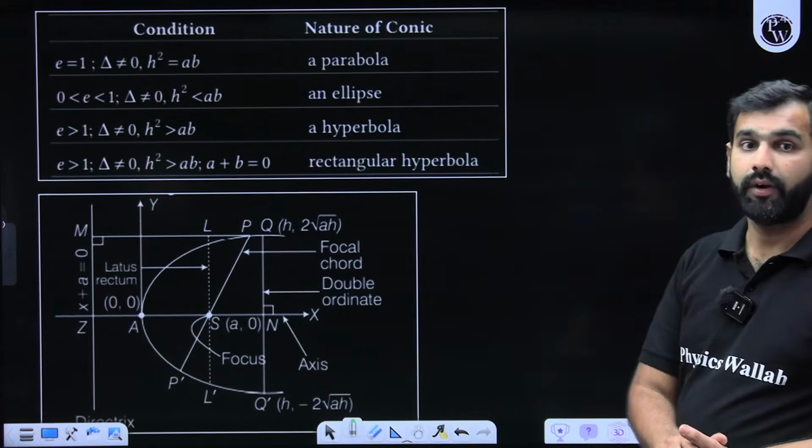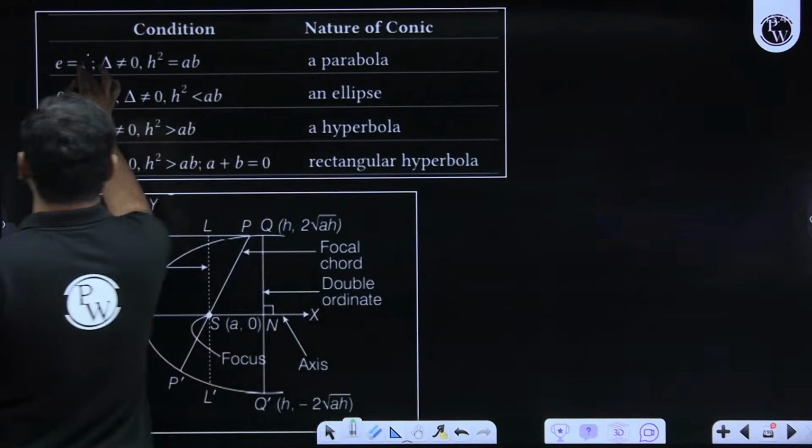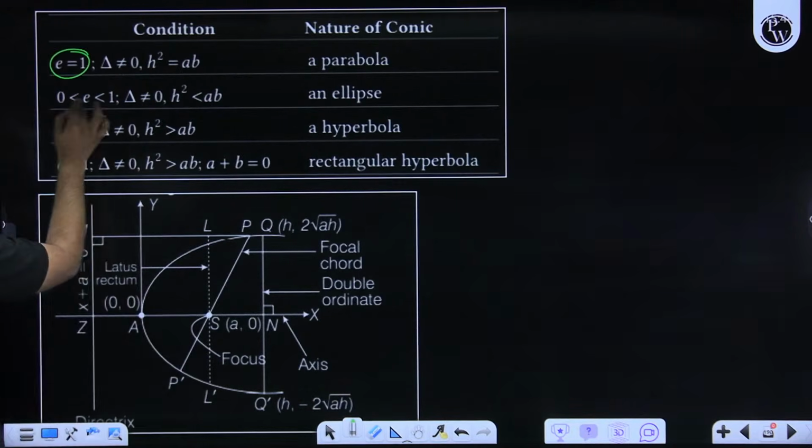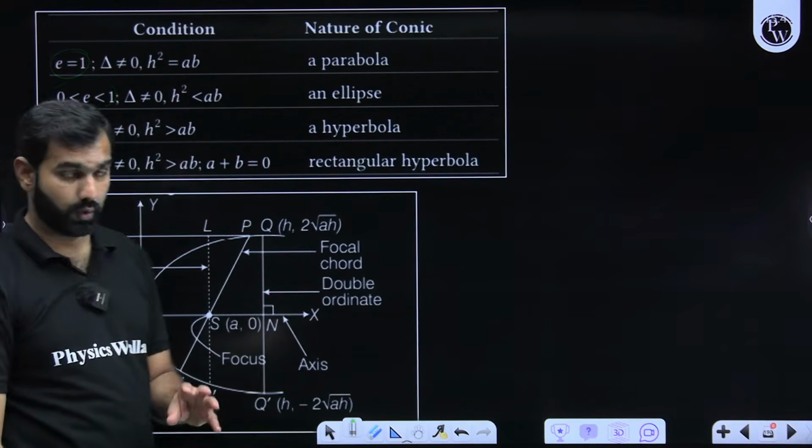Now let's talk about a parabola. What do I mean by that? Here, we know that for a parabola, eccentricity is 1. For an ellipse, it is less than 1. For a hyperbola, it is greater than 1. I hope you remember that.